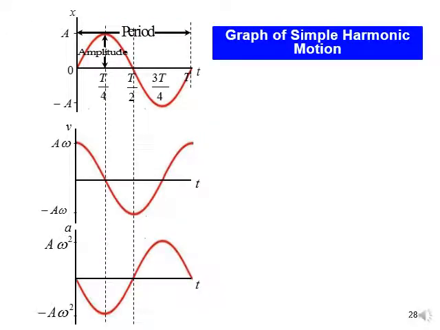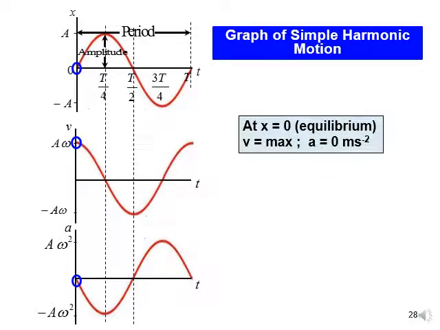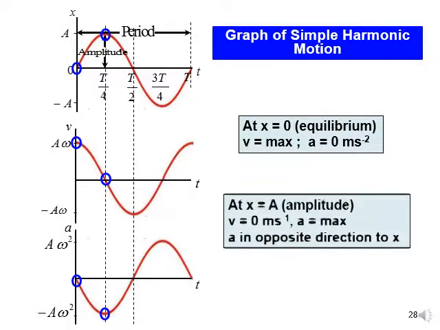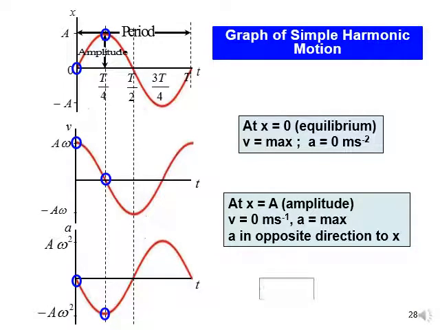This is a summary for graph of simple harmonic motion. As you see, when x is equal to 0 or in equilibrium position, v is maximum and a is equal to 0. When x is maximum, v is equal to 0 and a also maximum. From the graph, it shows that x and a always directly proportional but in opposite direction.